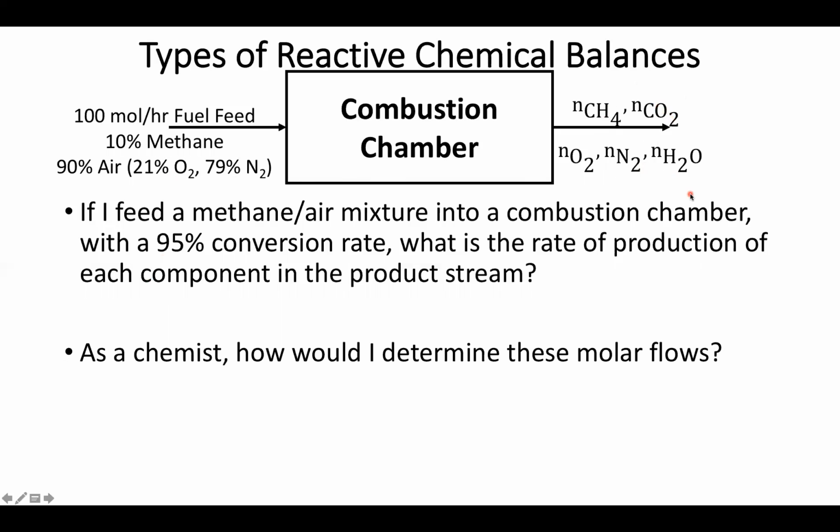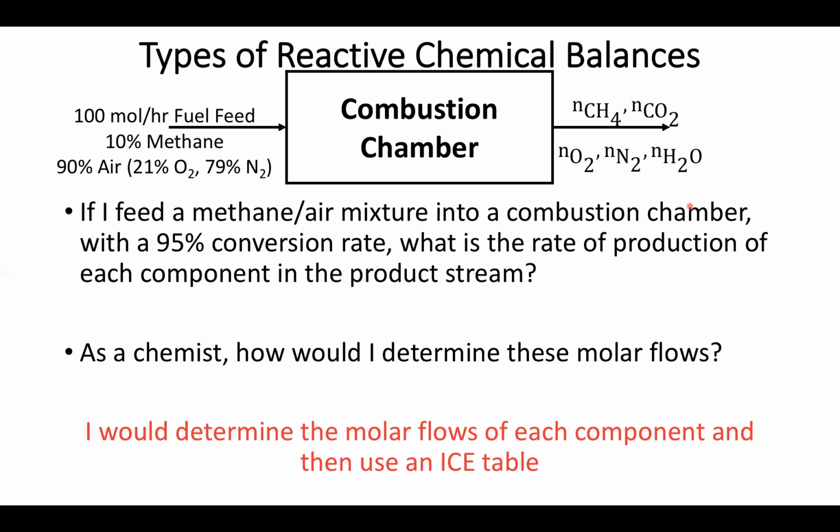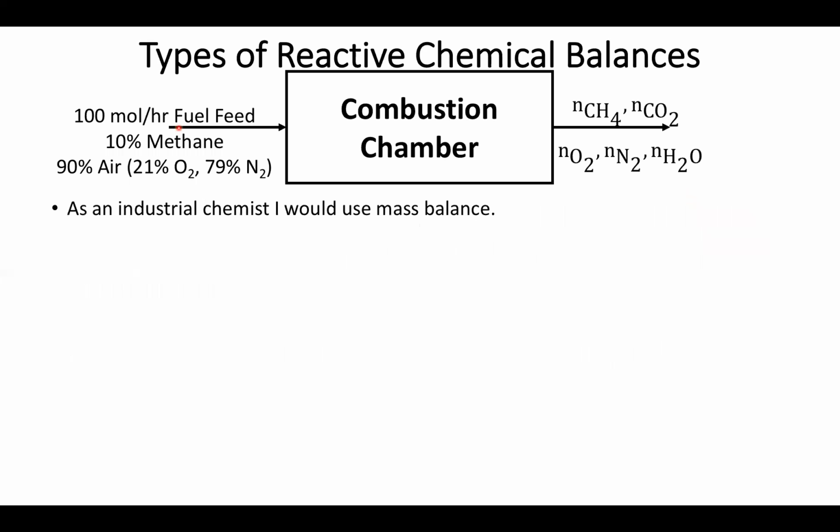So, as a chemist, here's the question: how would I solve this problem? So, simple approach. I pretty much take my initial numbers, turn them into molar flows, set up an ICE table, solve the system, maybe use a more advanced technique. As an industrial chemist, we're going to kind of flip the notation, and I'm going to tend to use mass balance. But here's the thing, we actually have two different choices of mass balance to use, which we're going to cover in the subsequent two lectures.